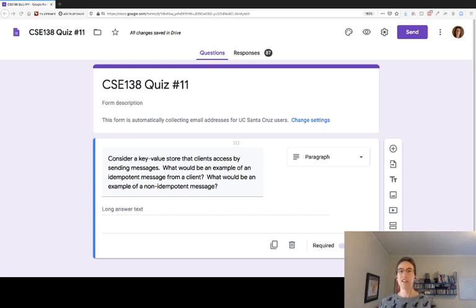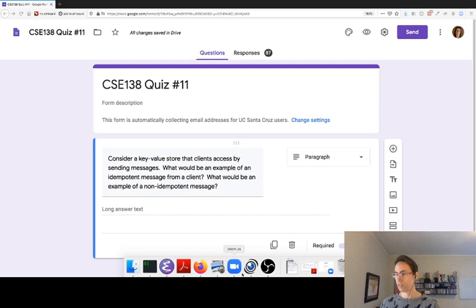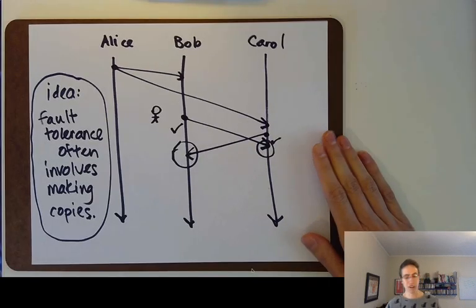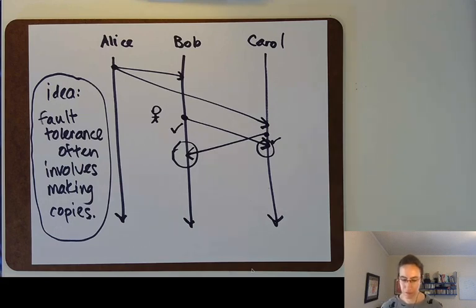Okay. So the last thing I want to talk about today in the few minutes that we have left, coming back to this idea that fault tolerance often involves making copies. We can mitigate message loss by making copies of messages. We've seen that. But what else other than messages do we have to be worried about maybe losing?